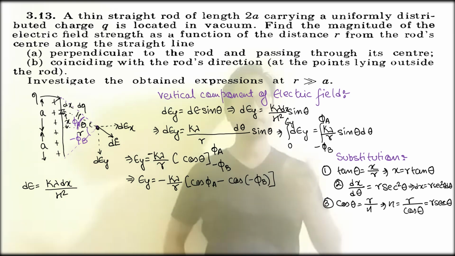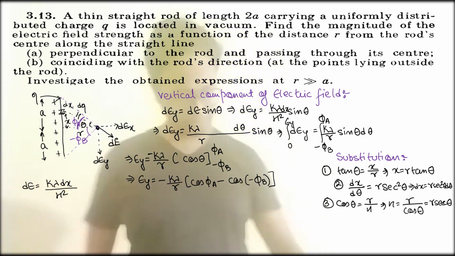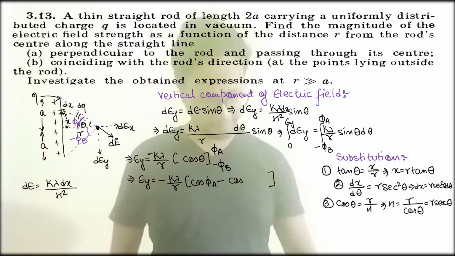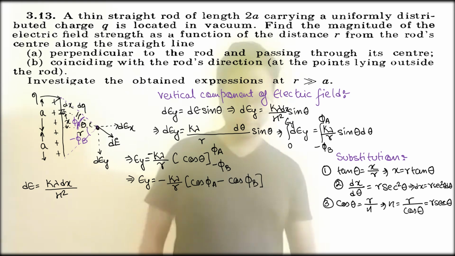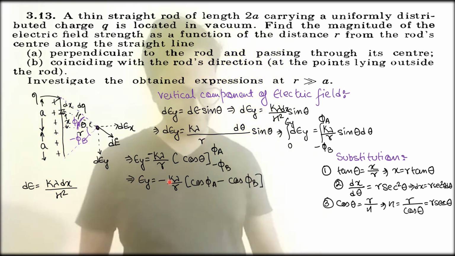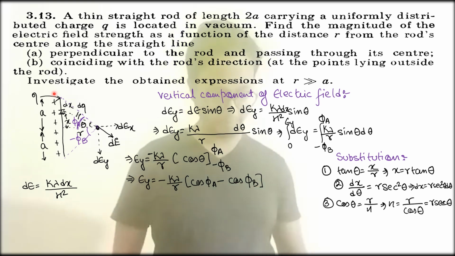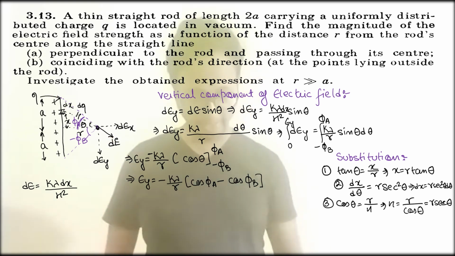What is the value of cos minus 45? This is the same as cos 45. So here, cos of minus phi b would become cos phi b, and this minus would disappear. Understood? So cos phi b. Understood the question that I did here? So the vertical component of electric field is nothing but minus k lambda by r into cos phi a minus cos phi b.